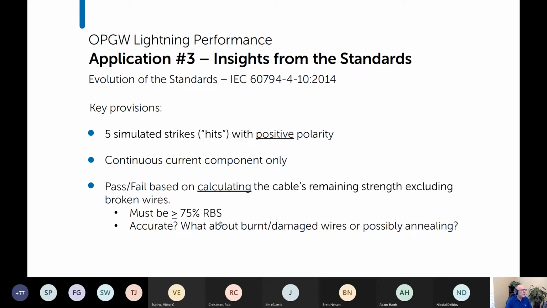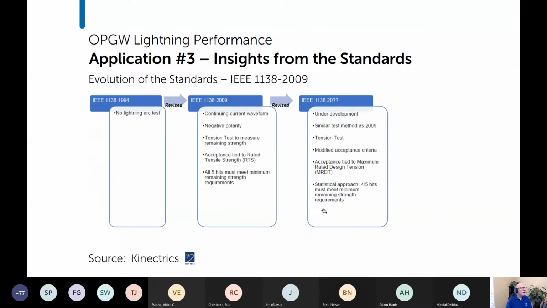The obvious question you can draw from this is, is this really accurate? Because what about those wires that might just be burnt or damaged? Or what about the possibility that the steel or the aluminum alloy in the cable has lost strength due to annealing? Well, the truth is you don't know, and you're just sort of ignoring it.